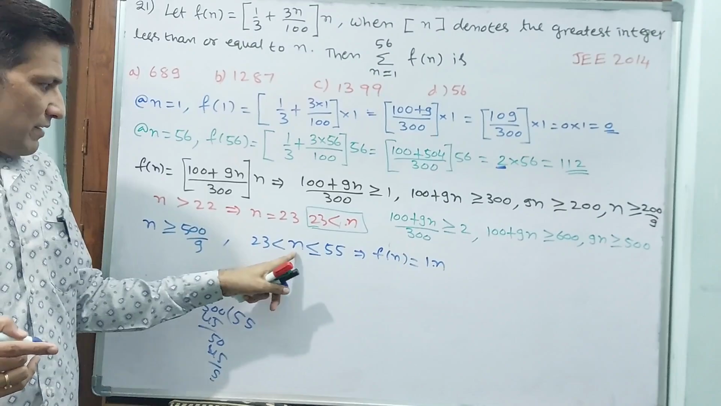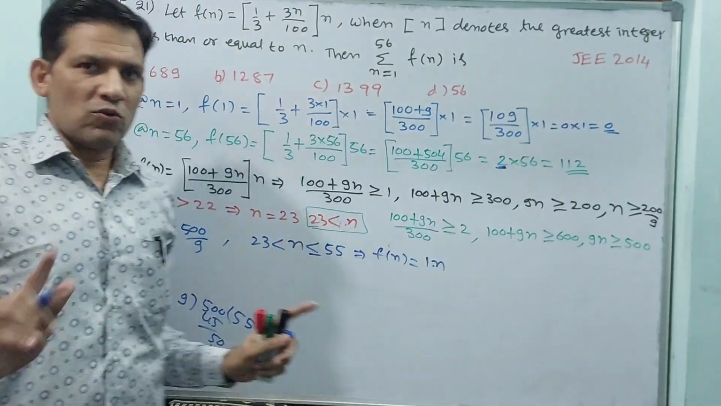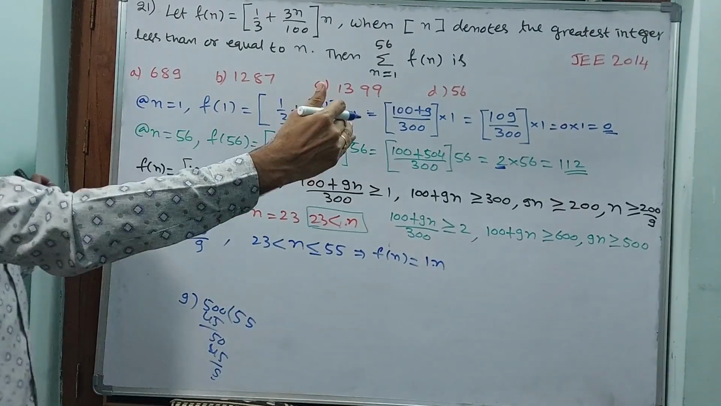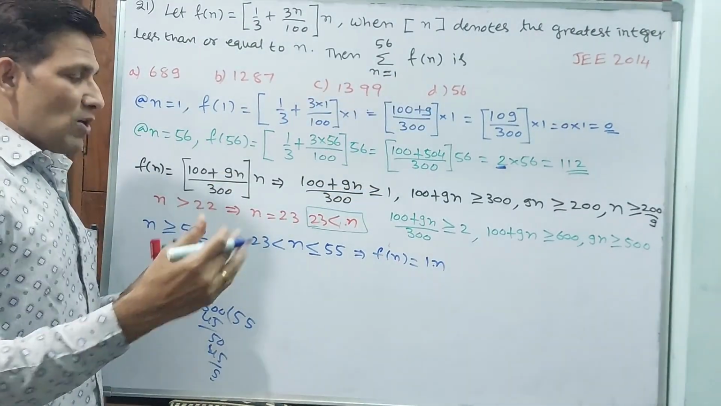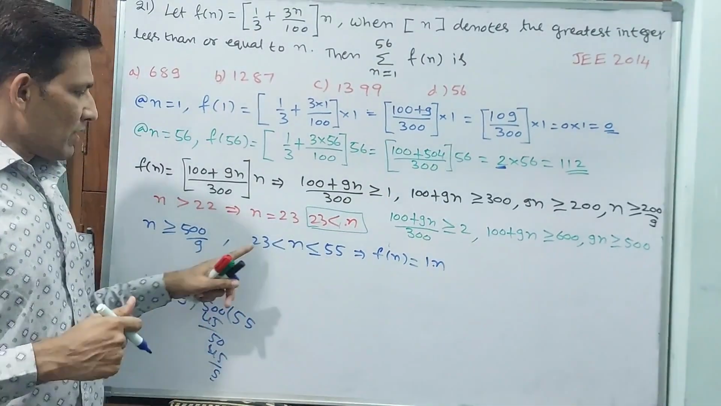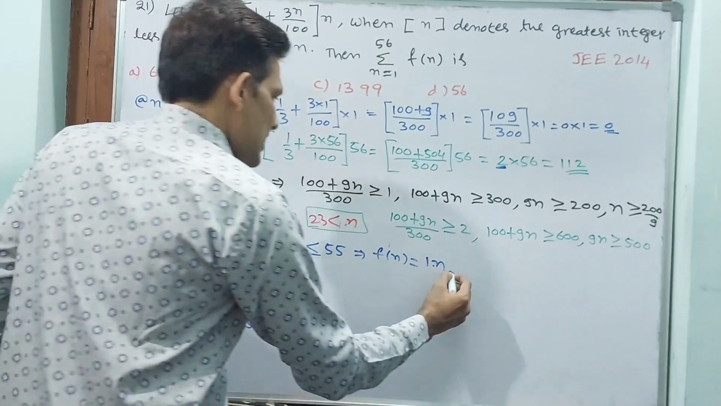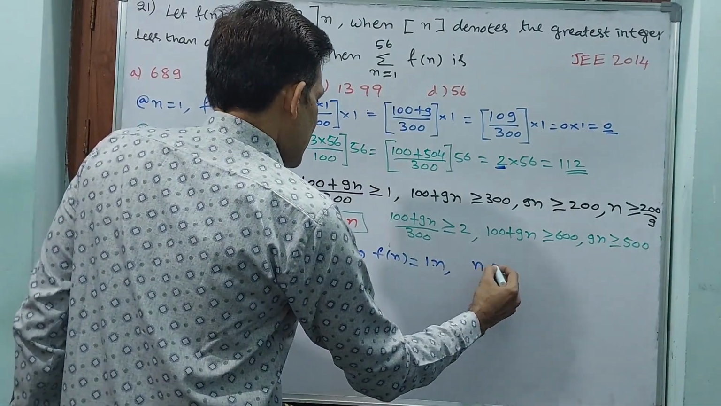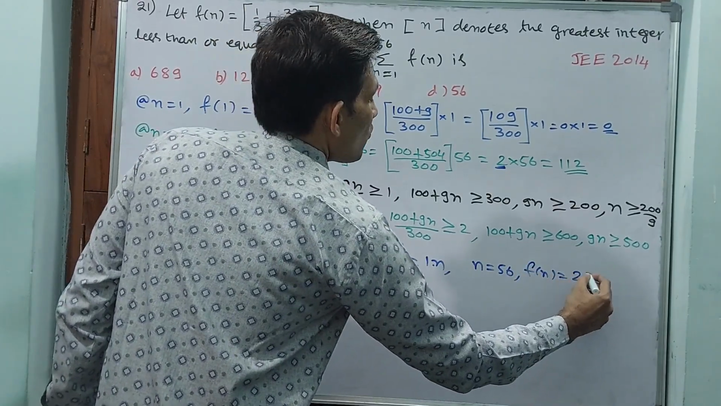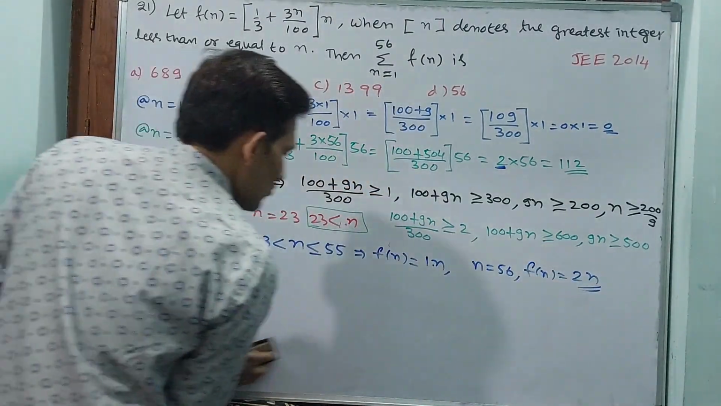Why? Because we are giving n, and this value is going to give 0, 1 or 2. More than 2 also could be given, but this 56 number is restricting. Up to 56 we are going from 1 to 56. 1 to 22 you should not give, because 0 is coming. 23 to 55, if you give, this value is going to become 1 into n. Then when n is 56, f of n is equal to 2n, that means 2 into 56. That is the conclusion we can come to.